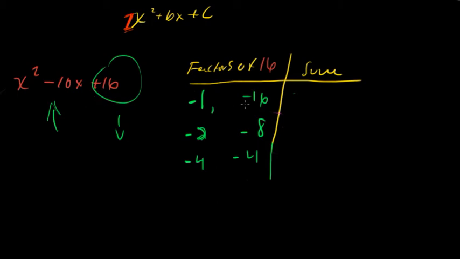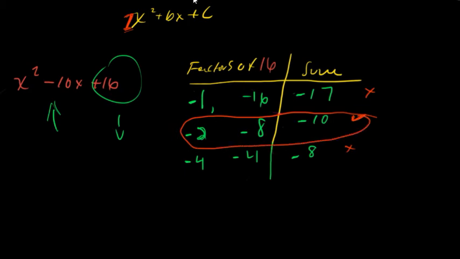So let's go ahead and find their sum. Negative 1 plus negative 16 will give me a minus 17. Negative 2 plus a negative 8 will give me a minus 10. Then minus 4 plus a minus 4 will give me a what? That'll give me a minus 8. Well, look here. I don't want that because I'm looking for a sum of negative 10, right? But I do want this here, and I don't want that. So it looks like we have a prize winner here.